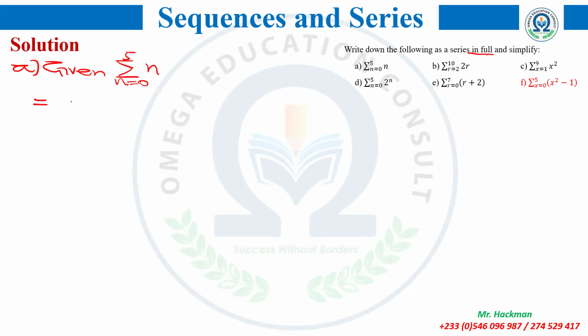If N is equal to 0, I'm going to get 0. Plus, if N is equal to 1, I will get 1. Plus, if N is equal to 2, I will get 2, because this will be 2. Plus, if N is equal to 3, I will get 3. Plus, N is equal to 4. Plus, N is equal to 5. I will end there because I need to start from 0 value substitution for N and end at 5 value substitution for N. Is my point well made, my professors?